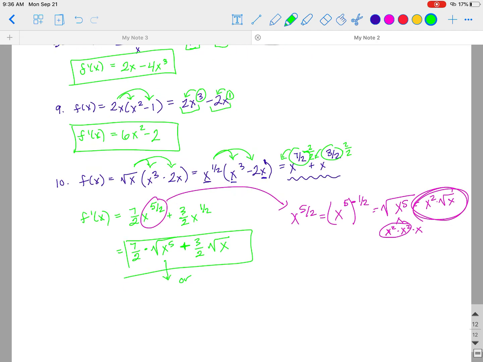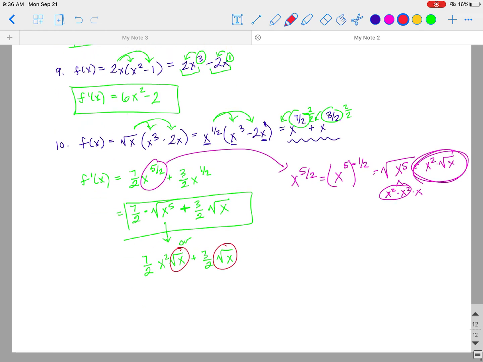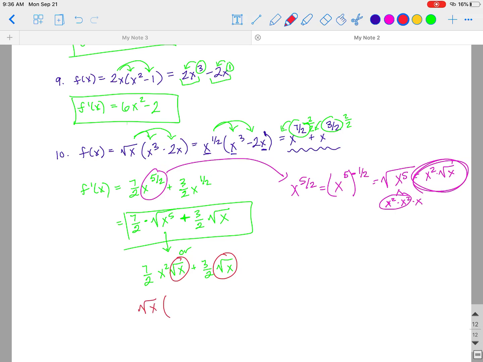So this could be an equivalent form, or as I said before, you could change the first term to x squared times the square root of x plus 3/2 times the square root of x. You could even be more fancy, like the simplifying techniques are endless. Each term has a square root of x, which means you could factor that out. And then what remains is 7/2 x squared plus 3/2. You could take it a step further and factor out another 3/2. So it's about practicing how you simplify the derivative with those powers. It's just going to take a little bit.